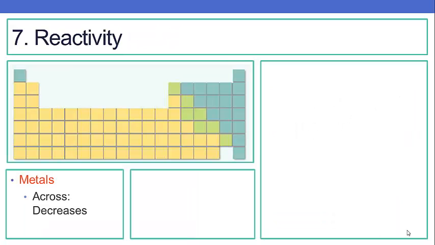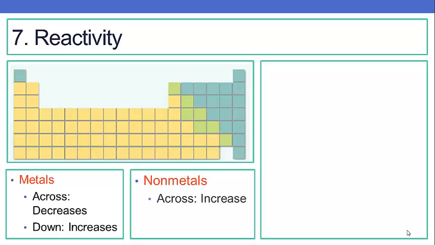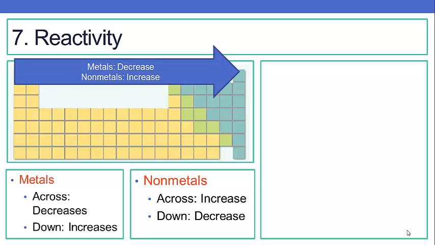Reactivity. So metals, as we go across, the reactivity decreases, and as we go down, it increases. For nonmetals, we see the opposite. As we go across, the nonmetals become more reactive. So the halogens, the nonmetals in column 17, those are all very reactive. As we go down the column, we see that the reactivity decreases. And this has to do with how metals and nonmetals react.